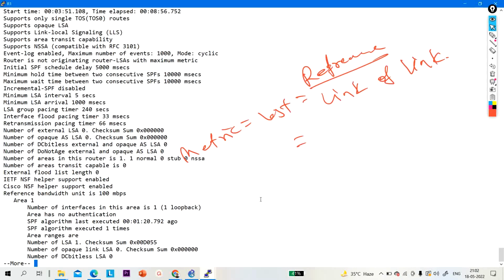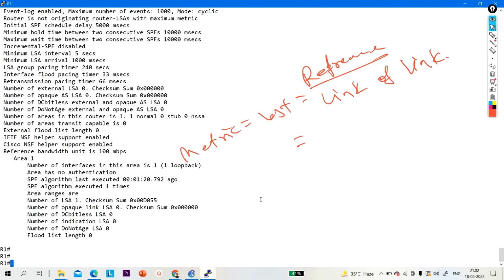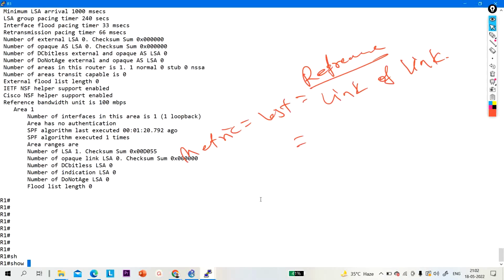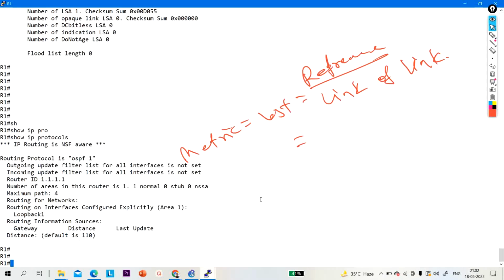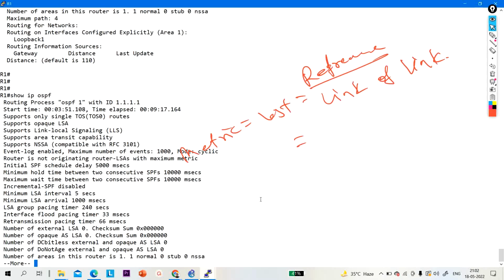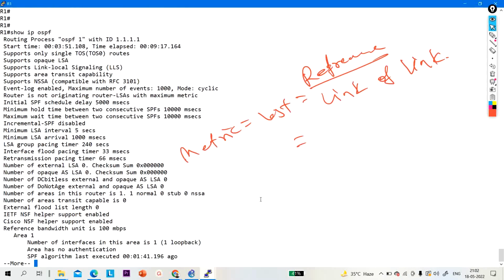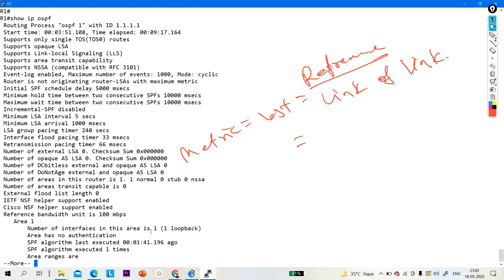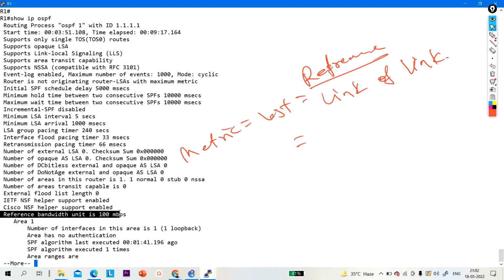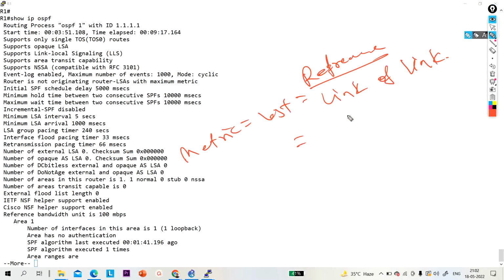Is there any reference bandwidth information? Yes, by default the reference bandwidth is 100 Mbps. Where can I check it? So show ip protocol. Here it is, just above area 1. Here you can see the reference bandwidth unit is 100 Mbps, right? So the reference bandwidth will be 100.